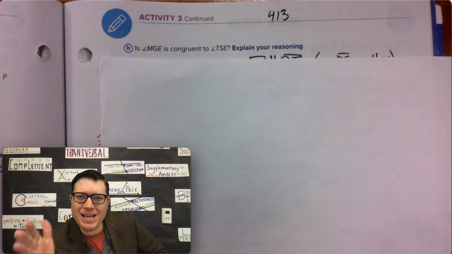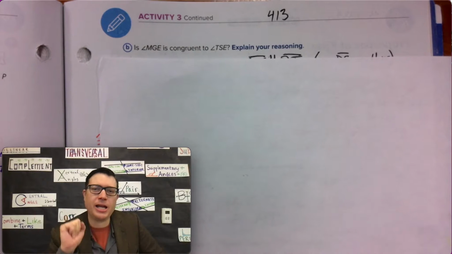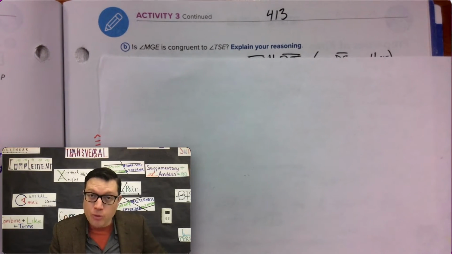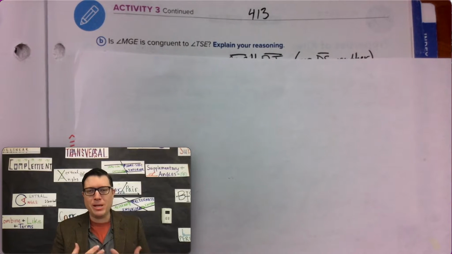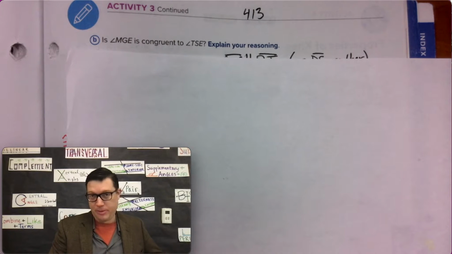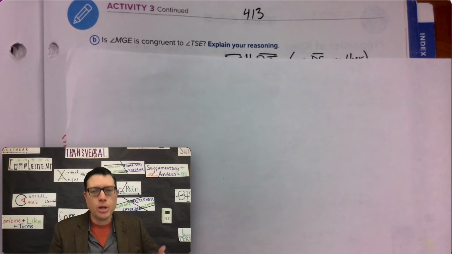What's up, everybody? This is 413, and in this video, we are continuing to build towards a proof of something called the trapezoid midsegment theorem. Now, we're going to need to use the diagram on the bottom of page 412. It kind of set up the work for this one.